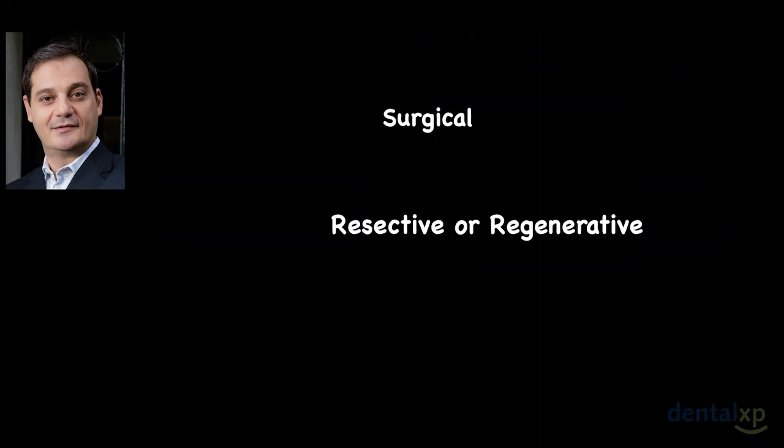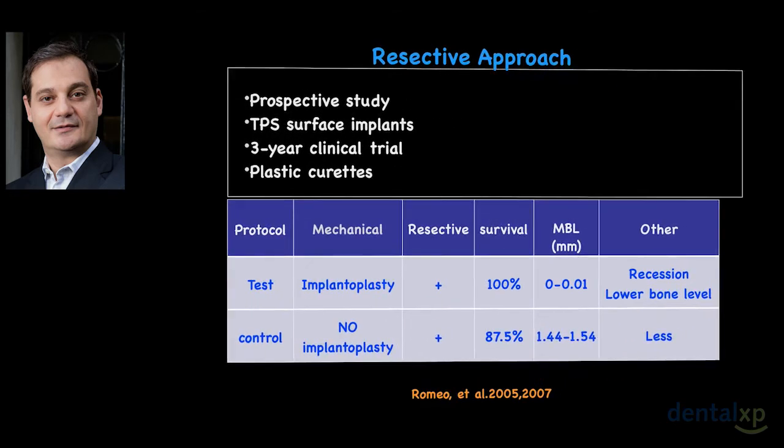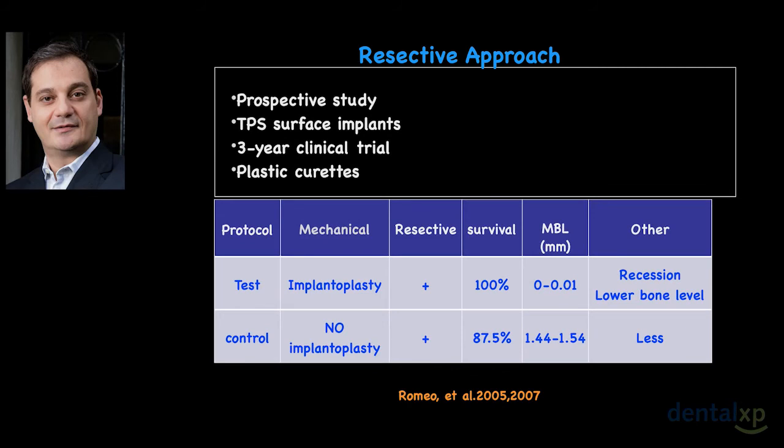Surgically, if we look at resective or regenerative, and when we look at the resective, there was a study done in 2007. What we mean by the resective, you open the flap, you clean, and you just do an implantoplasty, meaning polishing the surface, and you do a reshaping of the bone, as we do in periodontics. And they did a test and control. One test had implantoplasty, one was no implantoplasty, and both of them received resective, and the survival was 100% when they did implantoplasty.